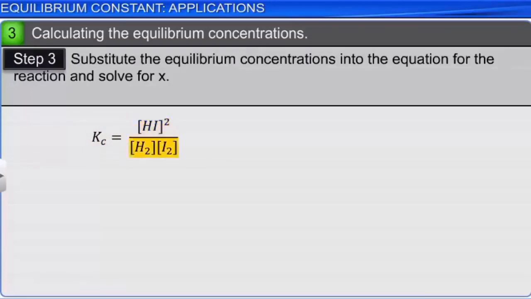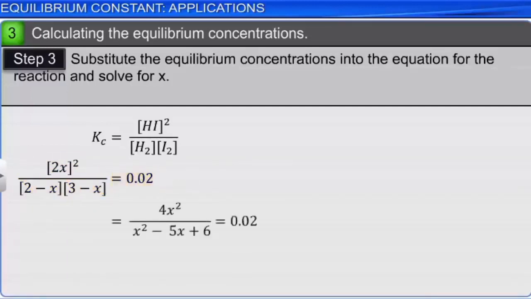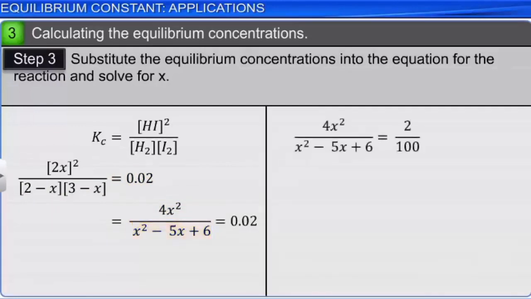On substituting the equilibrium concentrations and the value of the equilibrium constant in the equation, we get 2x square divided by 2 minus x multiplied by 3 minus x is equal to 0.02. This is equal to 4x square divided by x square minus 5x plus 6. This can be written as 4x square divided by x square minus 5x plus 6 is equal to 2 divided by 100.